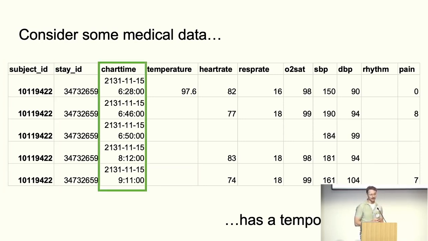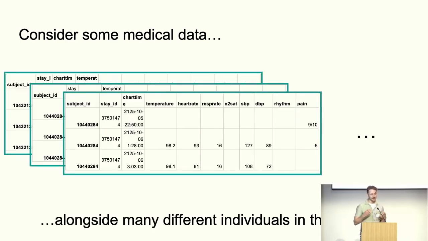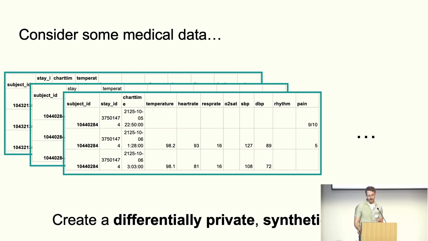And this person has a temporal trajectory through the medical context they were in. So this exists in the Mimic data set alongside a bunch of other data specific to individuals. And I think it's an open question how we make a differentially private synthetic version of this data.